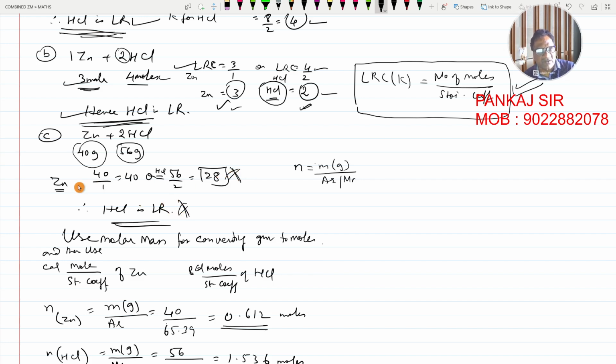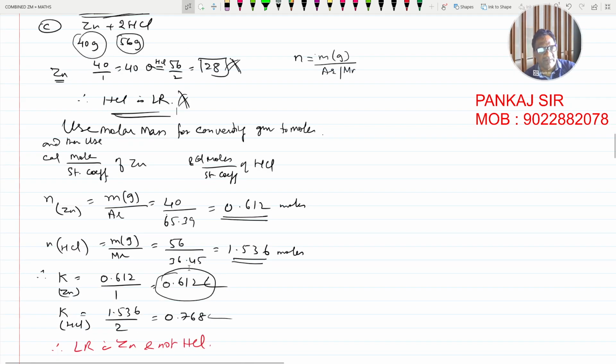Why? Because we are considering directly the gram. We should not consider the gram. We have to consider the mole. So the proper way will be, first convert the gram into mole. So mole of zinc will be how much, that you will have to first calculate. So I have done this calculation here.